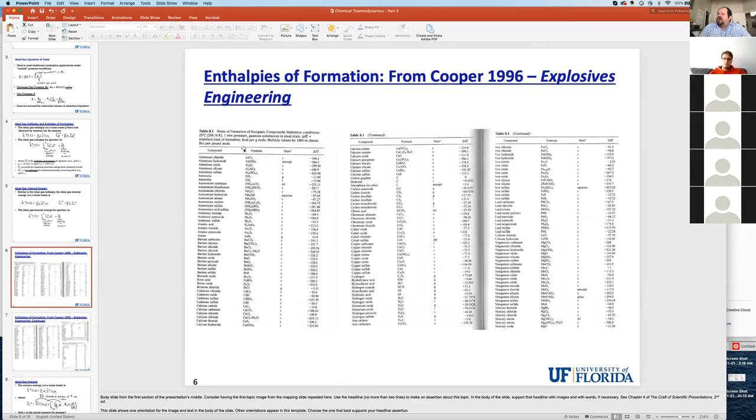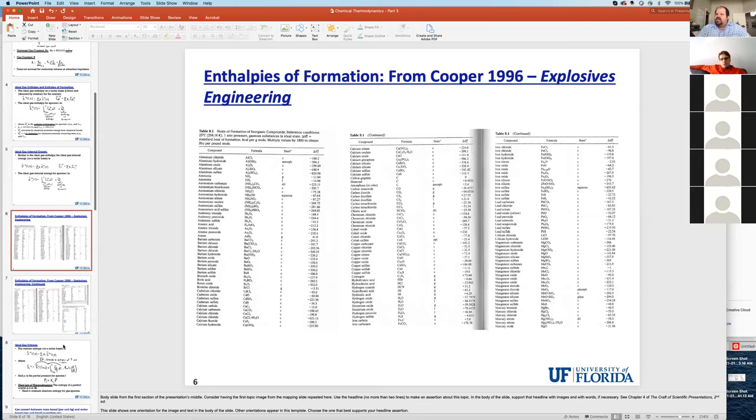In this table, the units are kcal per gram mole. If you work in combustion, you will be encountering the units of kilocalories quite a bit, so just get used to that. This is one of the most comprehensive tables that I could find. Notice that the values are quite often negative, but the enthalpy of formation is sometimes positive too.